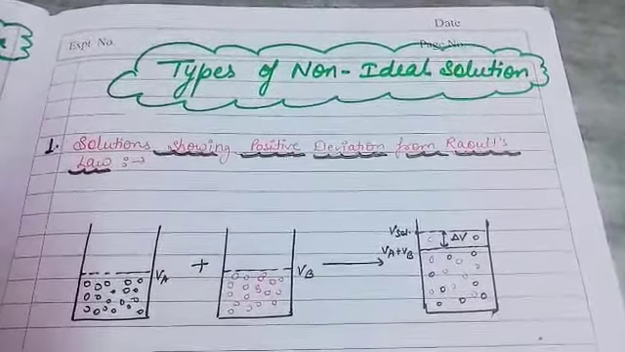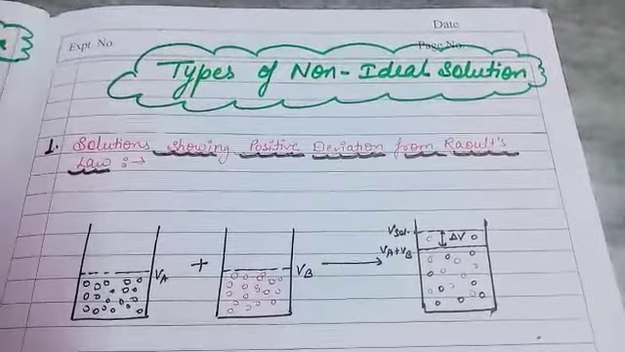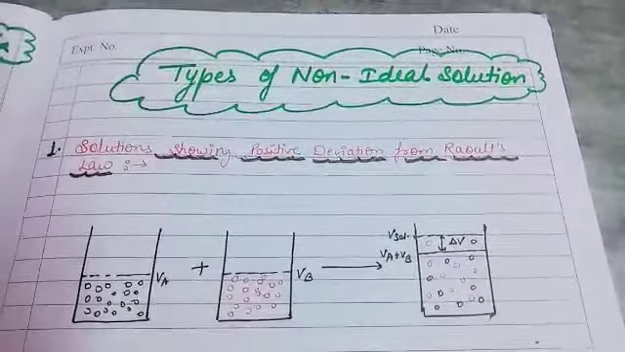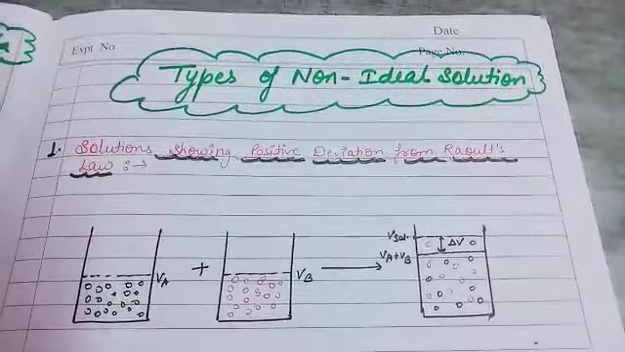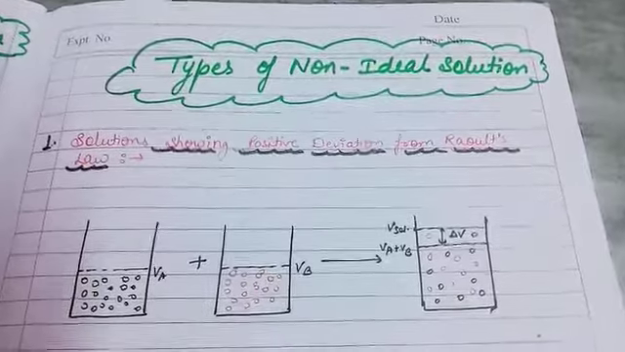Then delta V mixing is not equal to 0, which means it is either greater than 0 or less than 0. Delta H, the enthalpy change of mixing, is also not equal to 0, which means it is either more than 0 or less than 0.